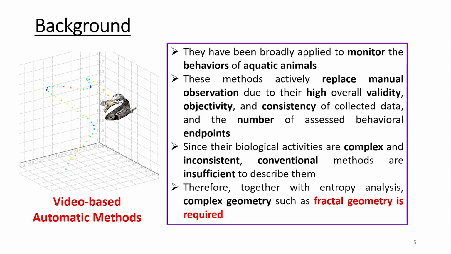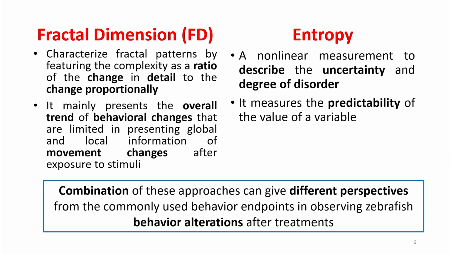Since their biological activities are complex and inconsistent, conventional methods such as Euclidean geometry are insufficient to describe them. Therefore, together with entropy analysis, complex geometry such as fractal geometry is required. Fractal dimensions and entropies are usually utilized to measure complex systems in the real world. Fractal dimensions characterize fractal patterns by featuring the complexity as a ratio of the change in detail to the change in scale proportionally. Lately, this measurement has been used to describe behavioral patterns of various animal models, including fruit flies and chironomids.